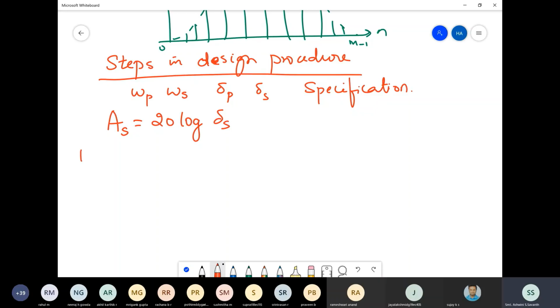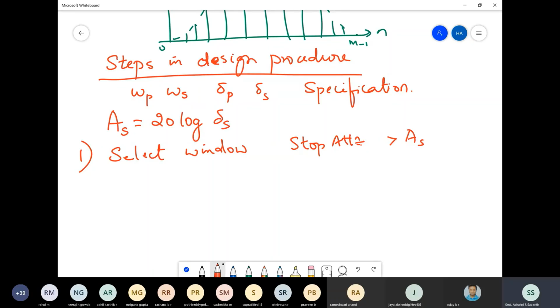Okay, so the first step is to select the window. Look at the table which I gave you previously, and select the window such that the stopband attenuation specified in the table exceeds your AS value. So select a window whose stopband attenuation is more than the AS that is given to you in the problem.